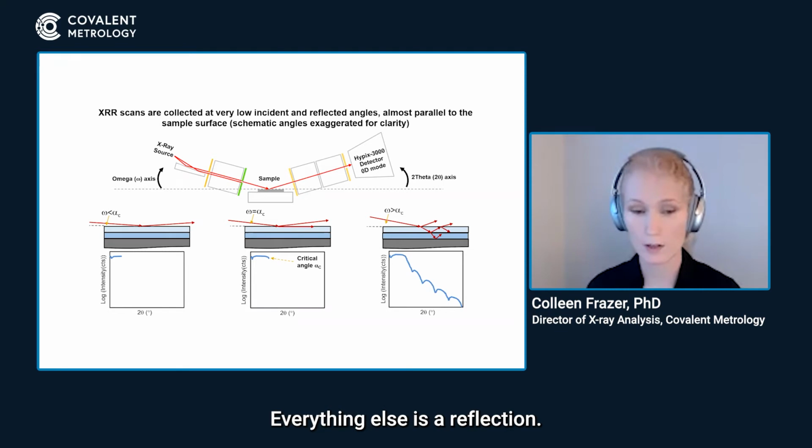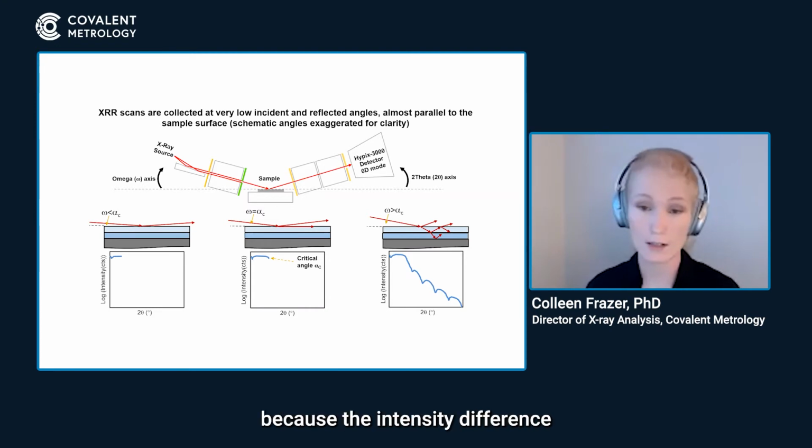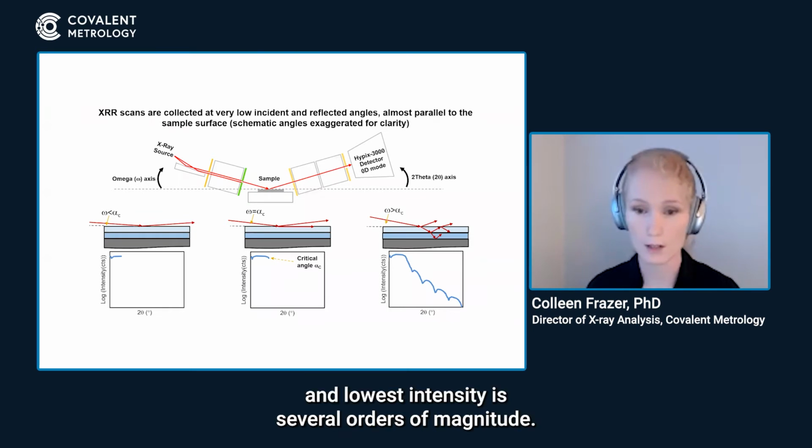Everything else is reflection. Now the x-axis in this case is 2 theta. It's a 2 theta omega scan, so we use 2 theta for the axis. The intensity scale is logarithmic because the intensity difference between the highest intensity and lowest intensity is several orders of magnitude.